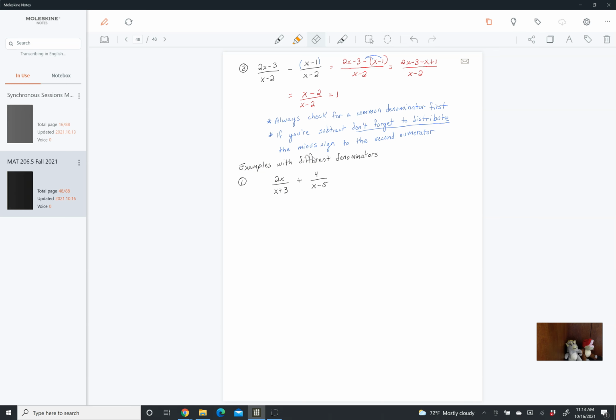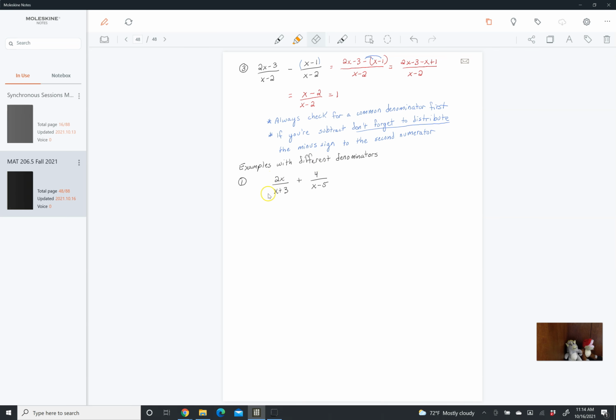Okay, and in algebra, this is actually much easier than with rational numbers, because with rational numbers, you have to be really good at your number sense in terms of knowing what might be factors, what might be common multiples. Here, you don't have to do that. Here, you just need to ask yourself a really simple question. What does the other denominator have that this one doesn't?